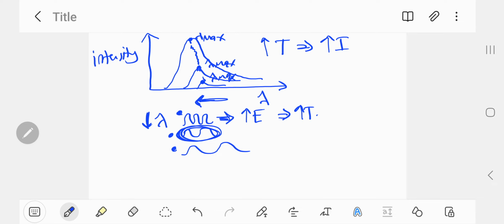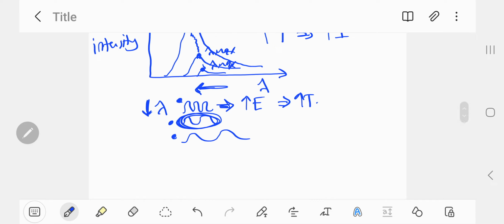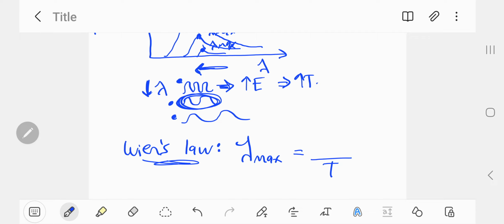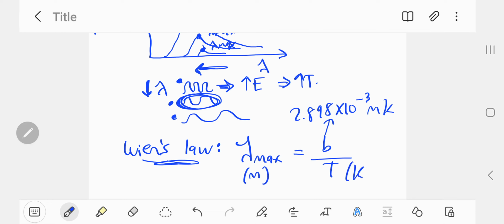Now we can quantitatively relate the wavelength of EM radiation with the temperature of the radiation through what's known as Wien's law. If you recall, Wien's law states that the maximum wavelength is inversely related to the temperature through a constant known as Wien's displacement constant, which is 2.898 times 10 to the minus 3 meter Kelvin. Meter Kelvin because wavelength is measured in meters, temperature is measured in Kelvin.